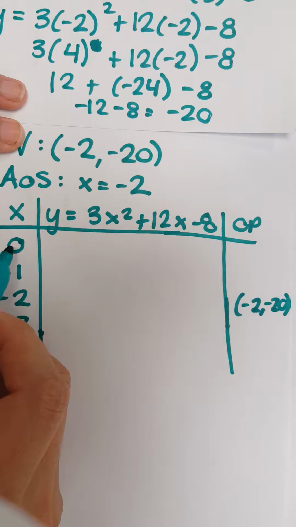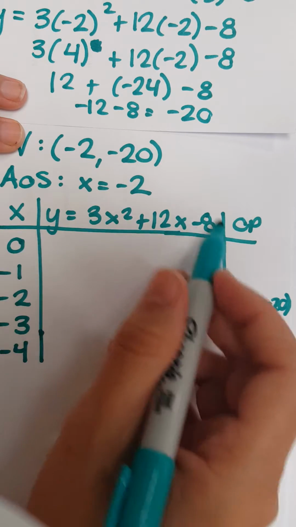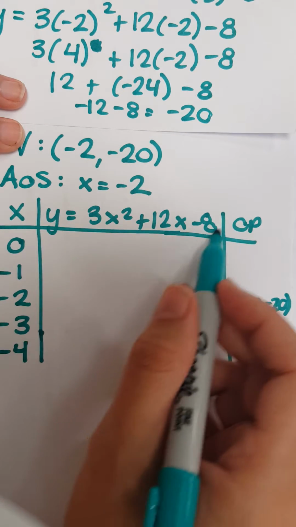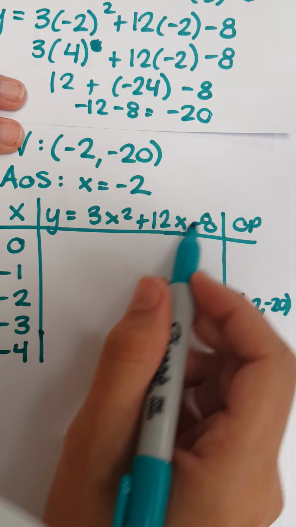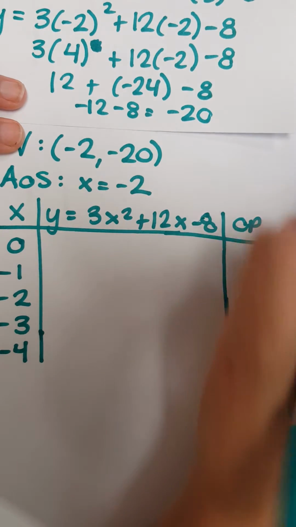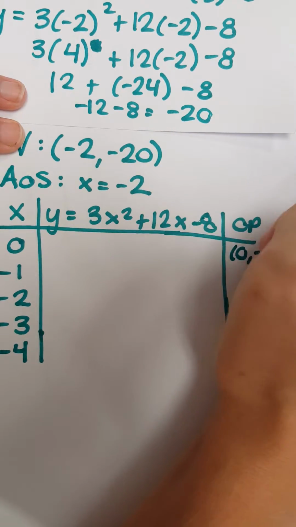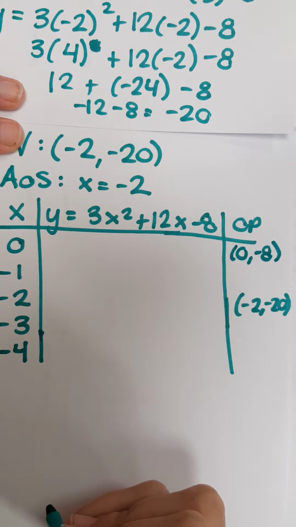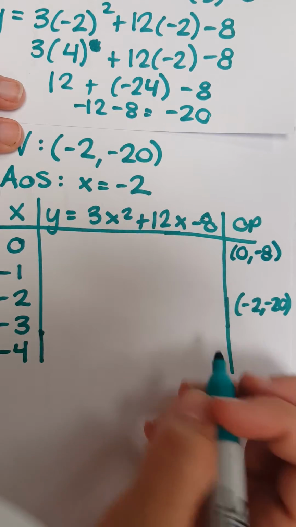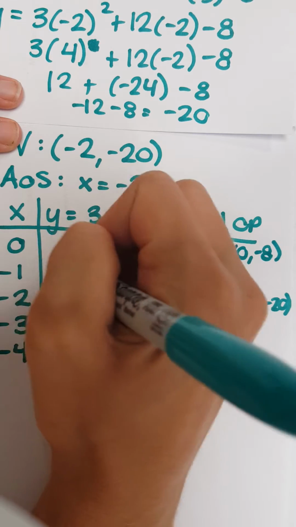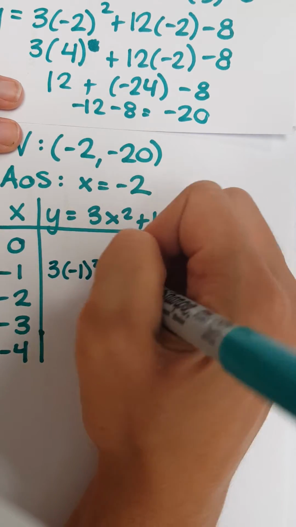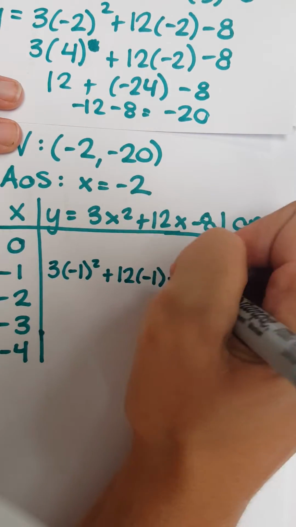Well, you know it's the y-intercept, right? Looking at this equation, what is my y-intercept? It's -8. So this is (0, -8). Okay, now we have to work through x = -1: 3 times -1 squared plus 12 times -1 minus 8.